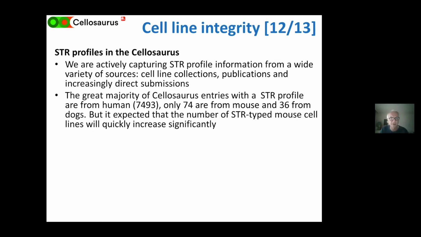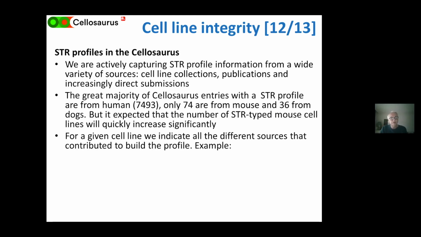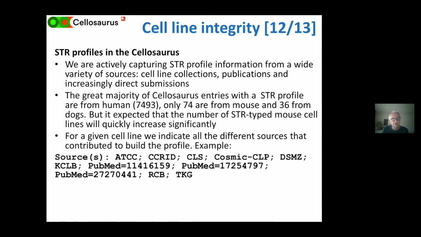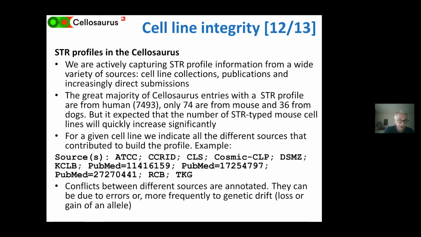So this will increase. And of course, we indicate for a given cell line all the different sources that contributed to build the profile. For example, here is a cell line which has information coming from 6, 7, 8, 9, 11 different sources. And of course, there are conflicts between those sources, which can be due to errors, but more frequently to genetic drift of the cell line. A cell line can lose or gain an allele, and so it's important to note this.